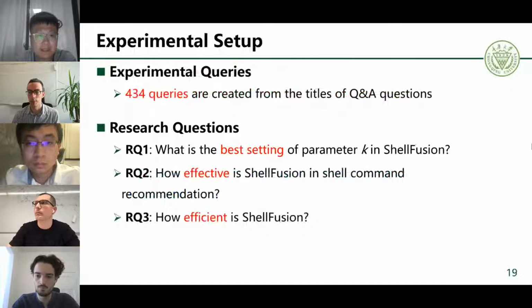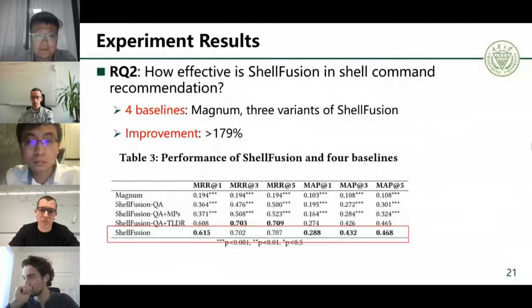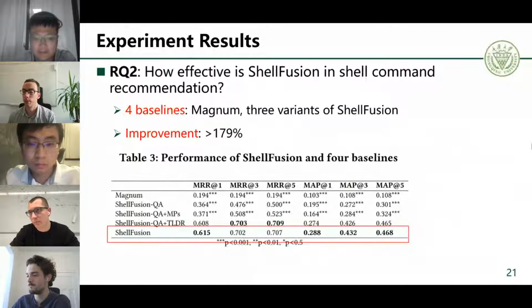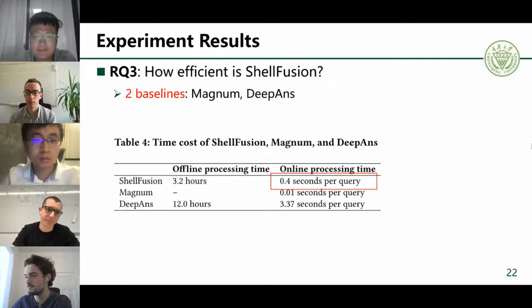In our experiment, we first set the best setting of our K from some randomly selected queries. And then we compared ShellFusion with the best existing baseline, Molin, and 3 variants of ShellFusion. The results showed a significant improvement. And we showed that ShellFusion is very efficient to use. It costs only 0.4 seconds per query for answer generation.